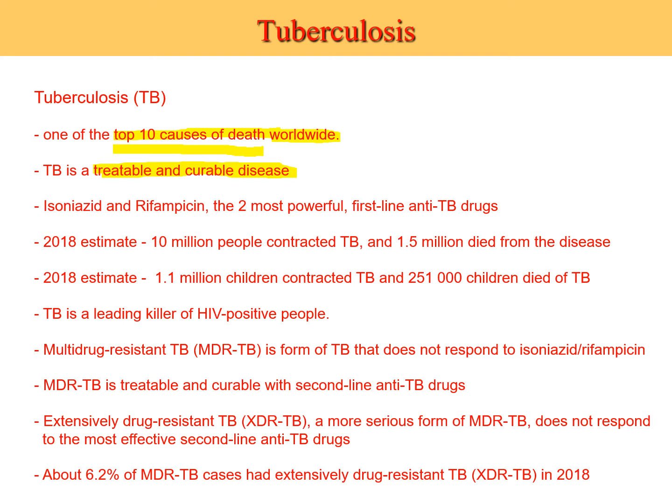Typically the drugs that are used are these, although I wouldn't ask you to learn that and memorize that, because treatment can change as new treatments are developed. It's worth knowing, however, that up to 2018 there were an estimated 10 million people contracting TB annually, and 1.5 million deaths in that year. About 10% are children, and about 250,000 children died in 2018 of TB.